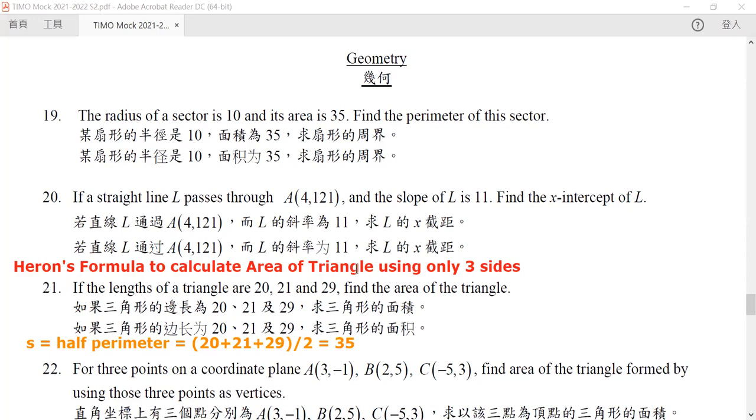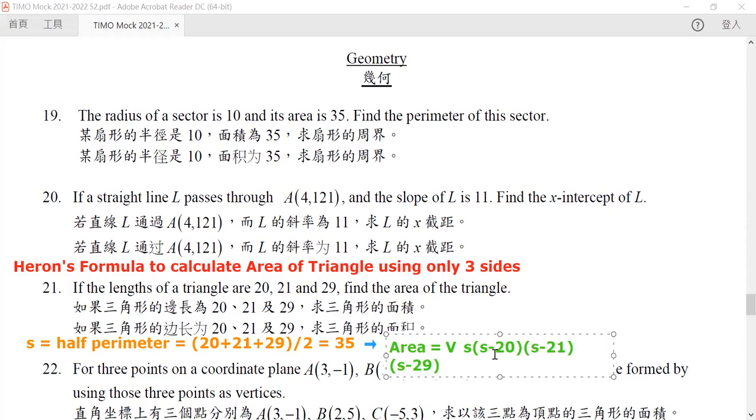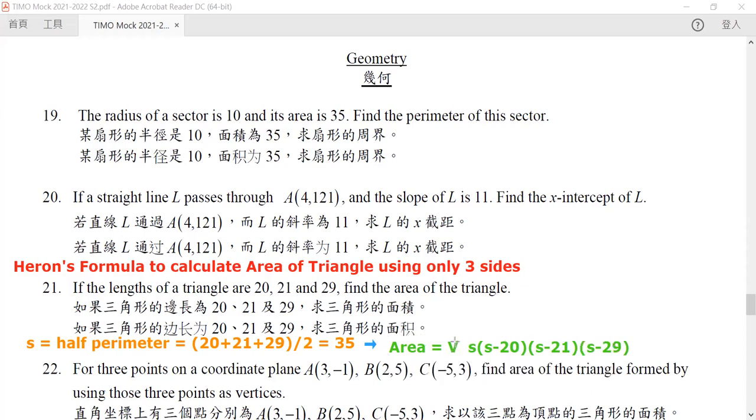So once we have our half perimeter, we now state the theorem. The theorem says that the area of this triangle is exactly equal to the root of s times s minus the first side, and then s minus the second side, and s minus the third side. Now remember that the root extends to our last term. So we calculate s times s minus 20 times s minus 21 times s minus 29, and then we take the square root of it. It would be our answer.